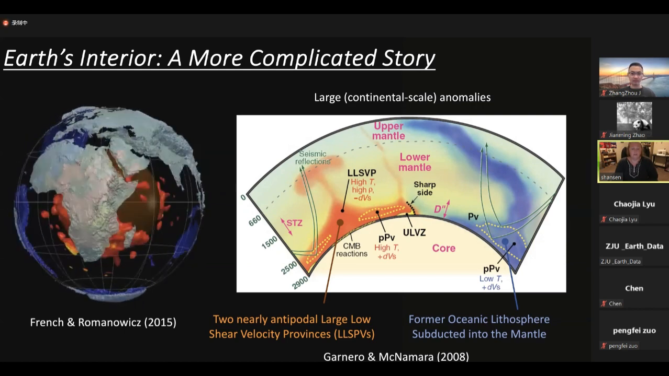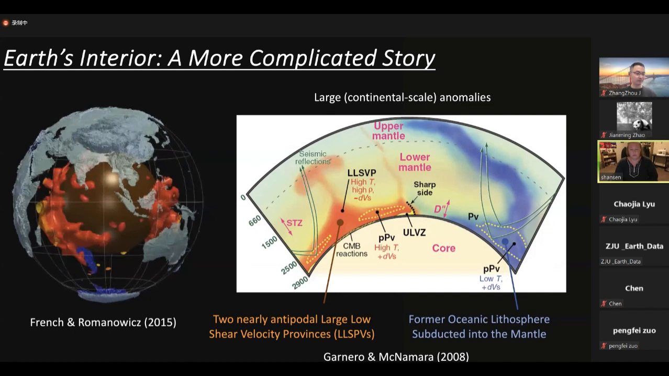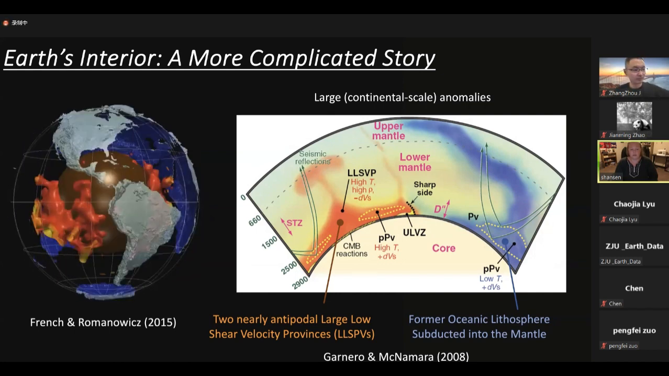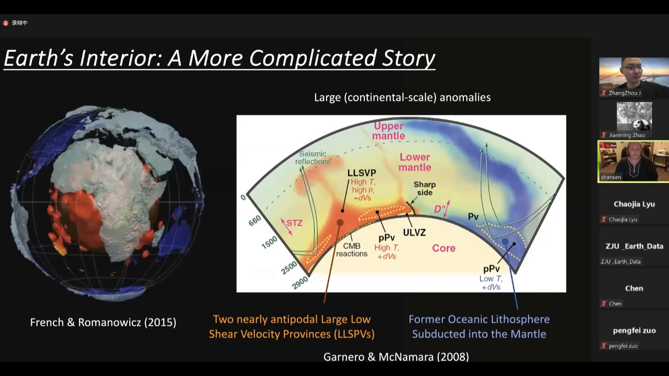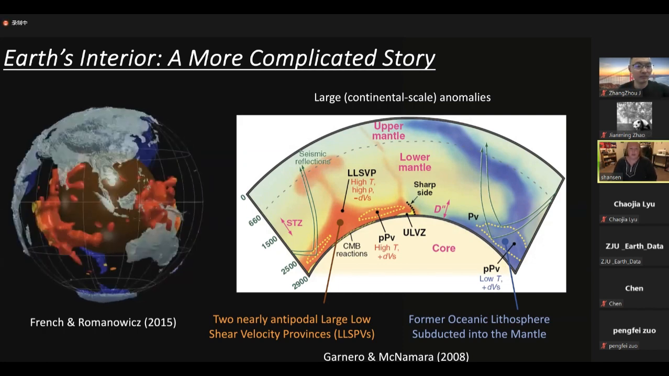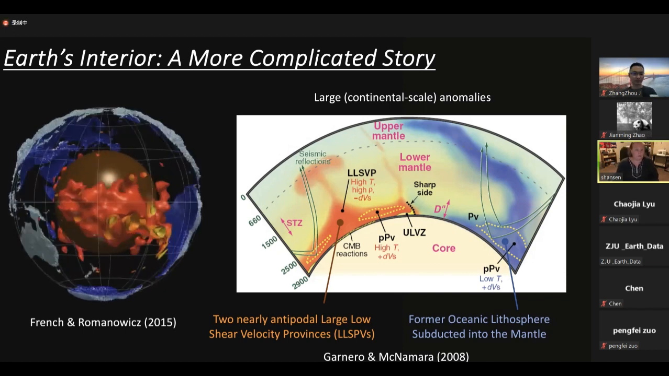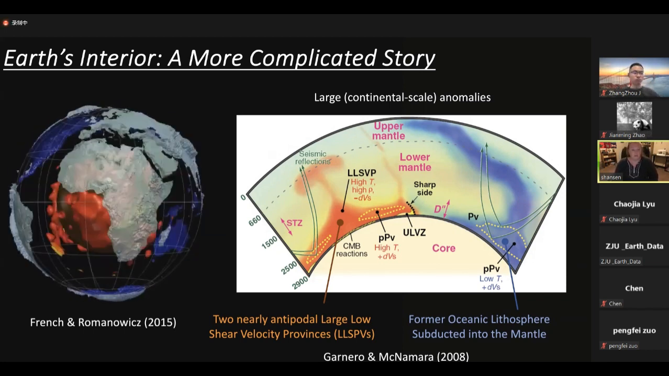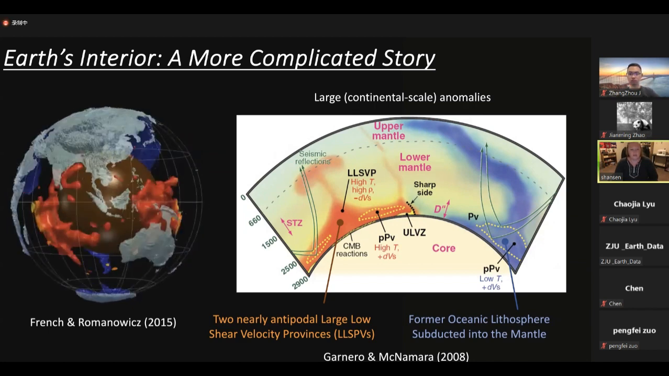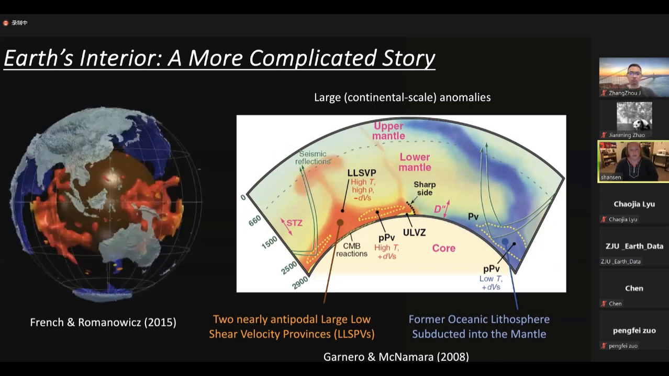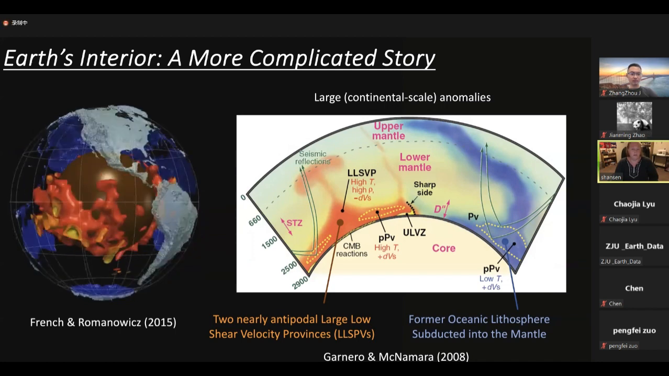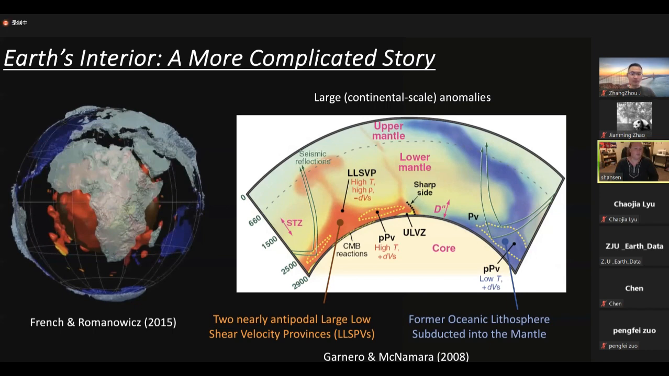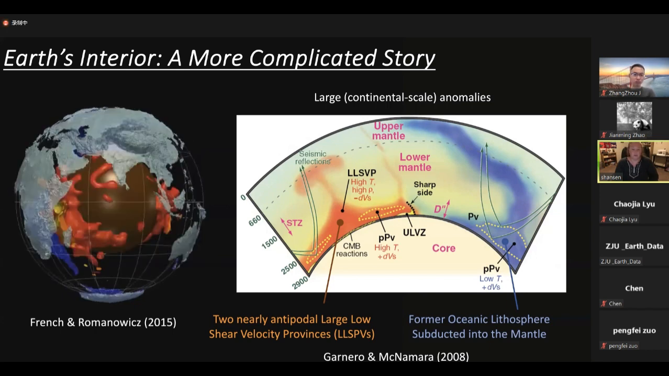The red color indicates slower than normal seismic velocities, and these big features are known as large low shear velocity provinces, or LLSVPs, which you can see from the animation are roughly antipodal. One is positioned beneath Africa and the other is beneath the Pacific. The footprint, or the lateral extent, of the LLSVPs is very wide. It's sort of continental scale in size, and they extend upwards of at least 1,000 kilometers, if not more, above the core-mantle boundary.